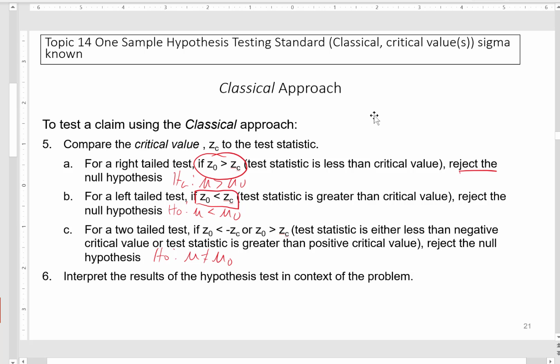I actually split that up, if you remember. I said if my test statistic is positive, then just look at this. And if my test statistic were negative, just look at that, because that's how it would work. And then if you reject or do not reject, you interpret your results in the context of the problem.